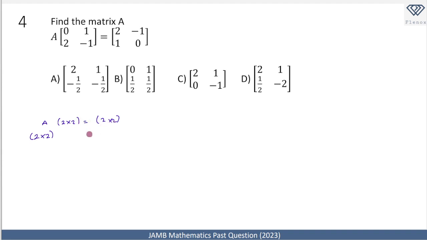If it is not clear, I don't want to go too in depth into this, but you can check out the description where I put the link to matrices, so you can get a deeper understanding of the topic.